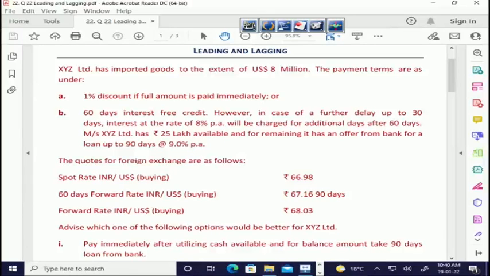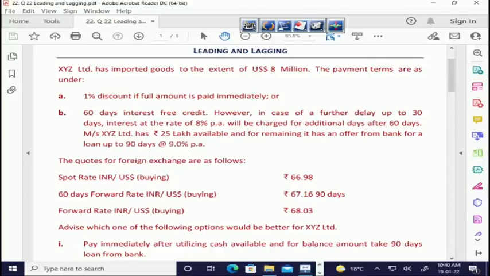Payment terms are as under. Option A: 1% discount if full payment is made today. So we have to pay 80 lakhs into 99%. Option B: 60 days interest-free credit. So we can pay after 60 days, we have to pay 80 lakhs. However, in case of further delay, up to 30 days, that means after 60 days, interest at the rate of 8% per annum will be charged for additional days after 60 days.